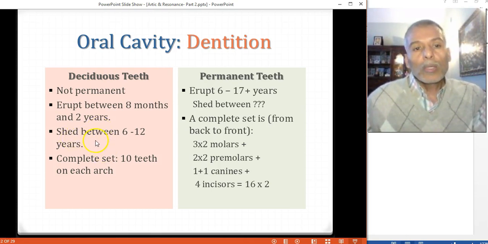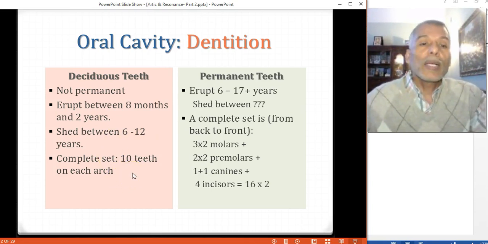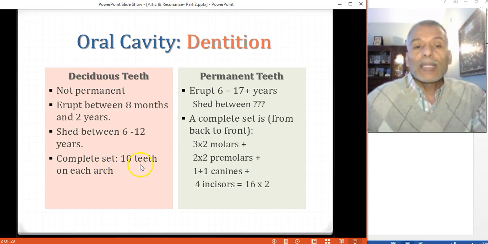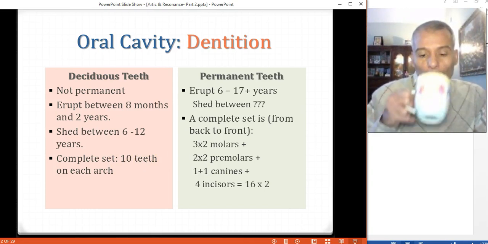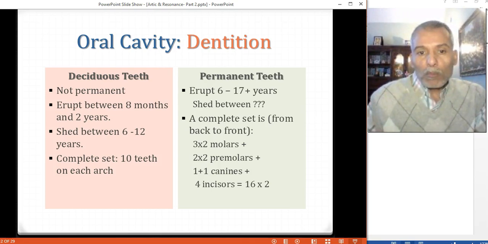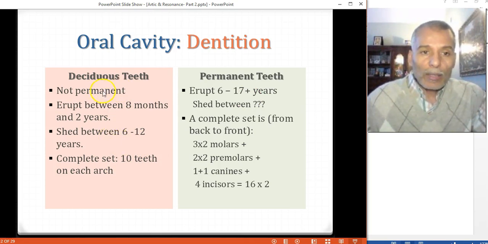They start to basically shed between ages 6 and 12 years. You will find some variation, but these are averages. And then the child by that time, 12 years or so, is going to have 10 teeth on each arch. I'm just speaking about the deciduous on this side.